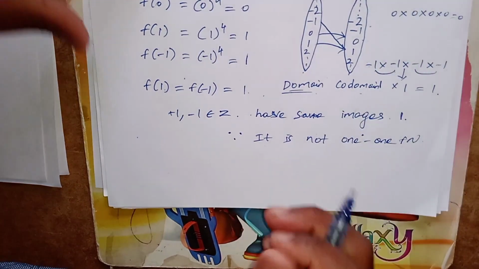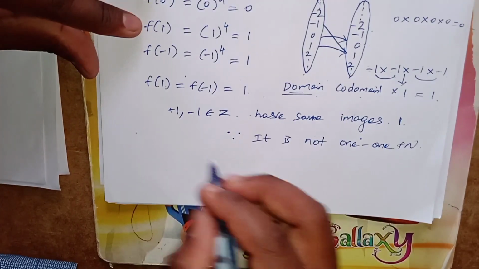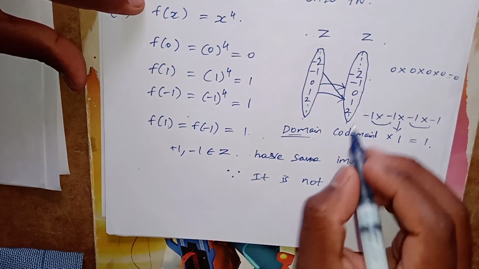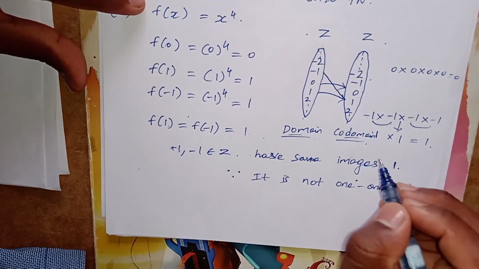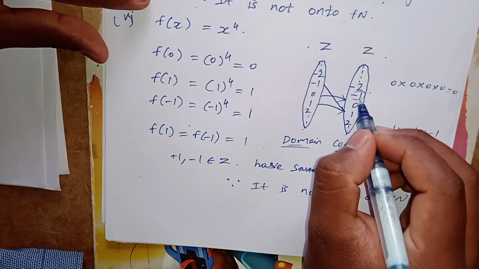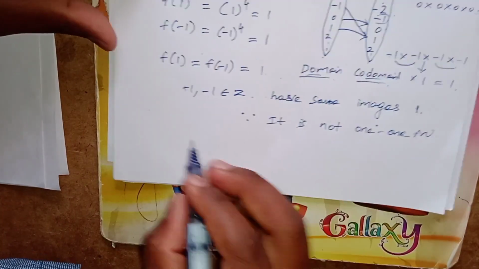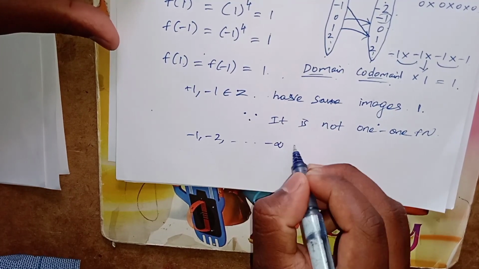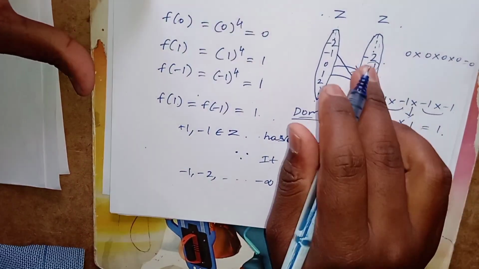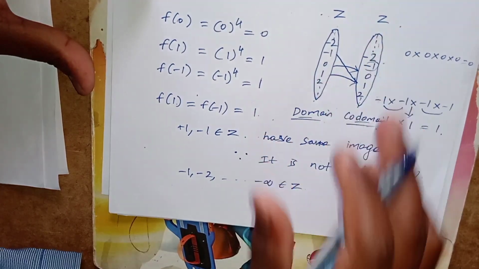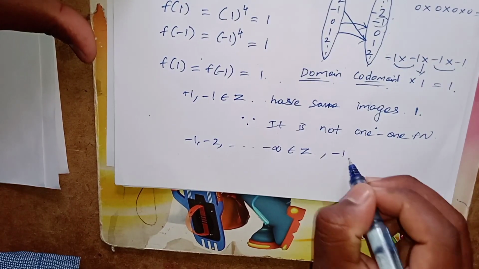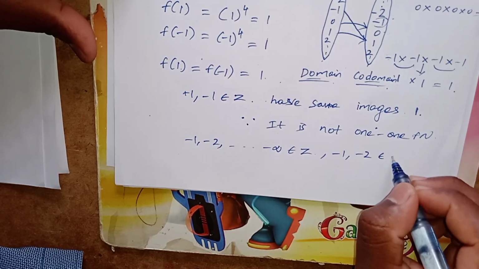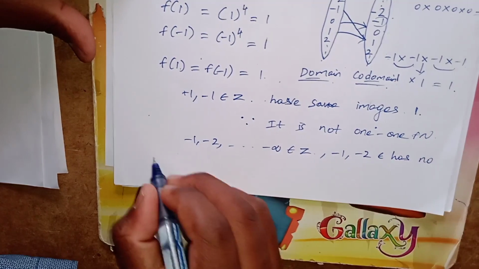Next, checking onto. For checking whether it is an onto function or not, you have to see the codomain terms. In the codomain, minus 1 up to minus infinity belongs to Z, but minus 1, minus 2 have no pre-image.